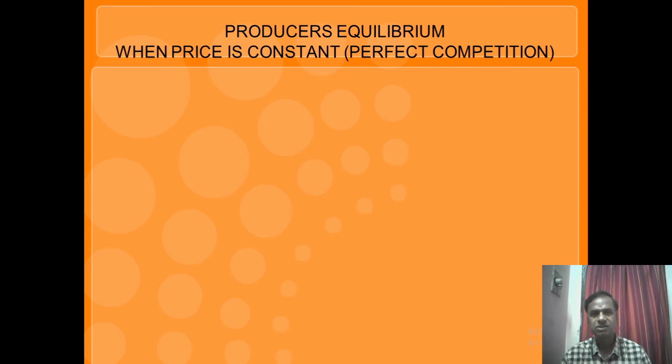When the price is constant means there will not be any change in price. The level of output will increase, the price will be constant. Means the producers will sell more units of the commodity at the same price. So we will study producer's equilibrium in two situations. One is when price is constant, another one is when price falls.